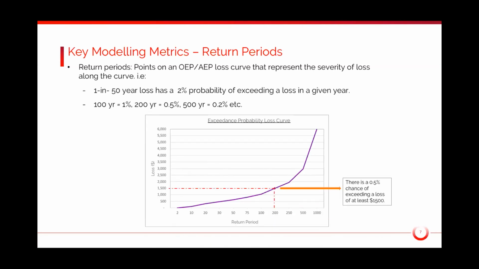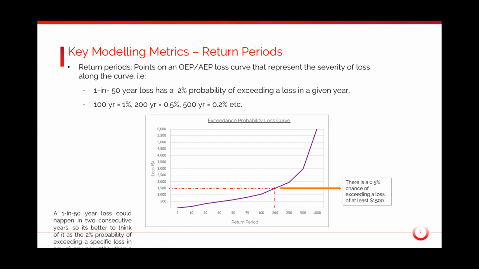So we've got a loss curve here. We have return period along the bottom, and we have the loss on the vertical y-axis here. And here is the 1 in 200. So the way to look at it is that according to this loss curve, there's a 0.5% chance of exceeding a loss of at least $1,500 in any given year. That's what this is saying.